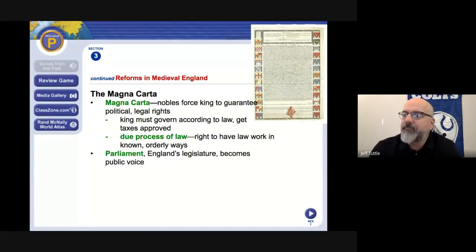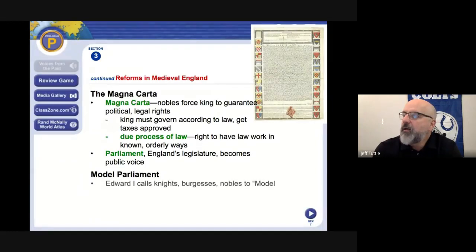So that's Parliament. And it's going to be perfected more under Henry's grandson, Edward I. And Edward I is a very famous and infamous king. He's ruthless, kills his own son, does a lot of stuff that makes him a good character in Shakespeare plays and in movies like Braveheart.